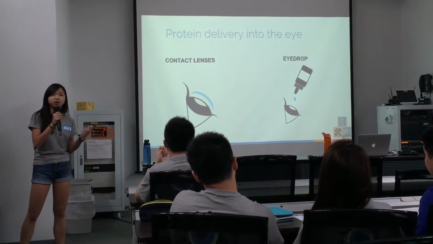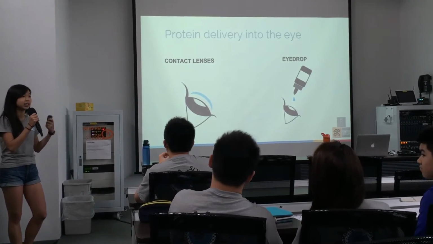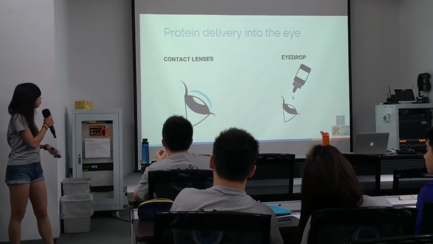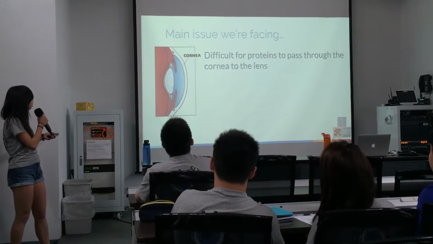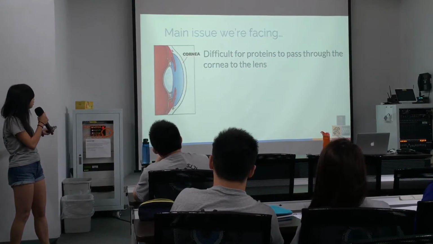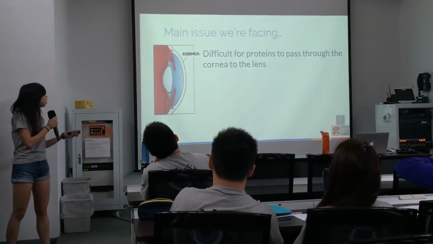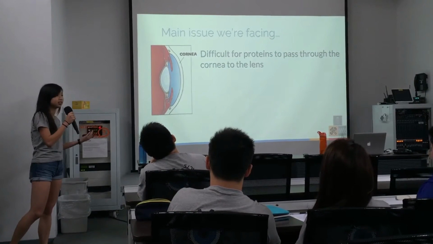So even though these two non-invasive methods are relatively simple to apply, we're not sure if the protein can actually be delivered into our lenses. In order to elaborate, the main issue we're facing right now is that, as you can see here, the cornea is the outer surface of our eye, and it contains two layers. So it's usually difficult for substances to pass through the layers into our lenses.